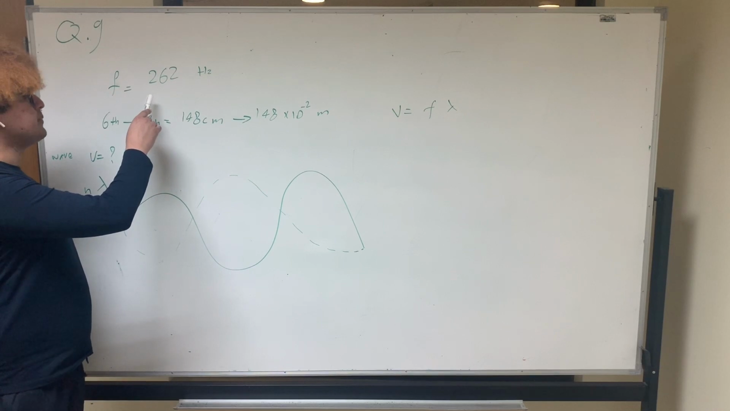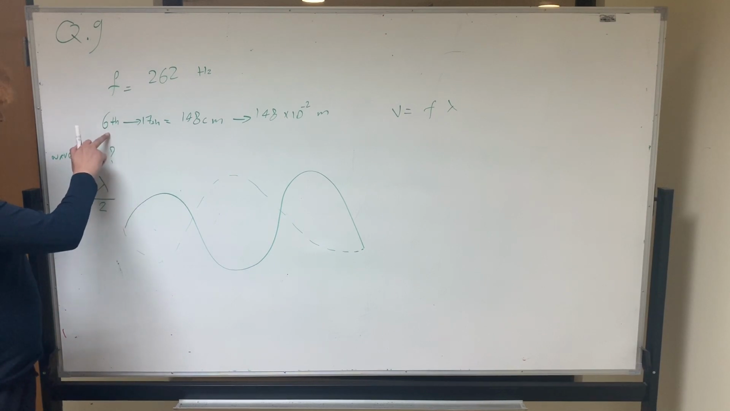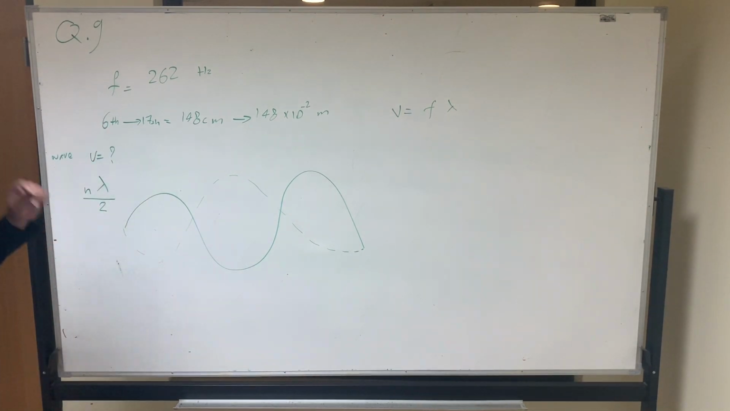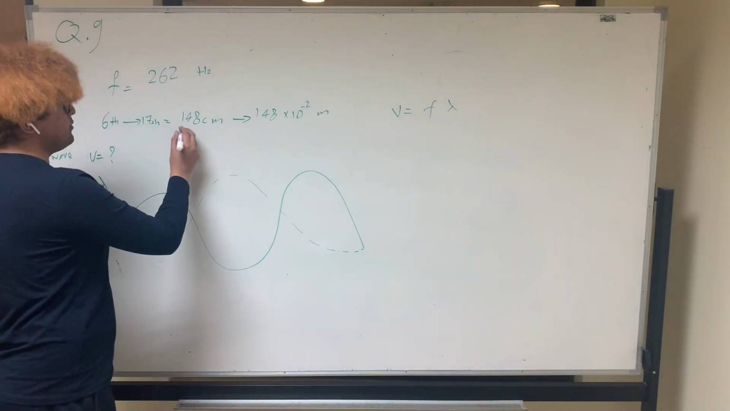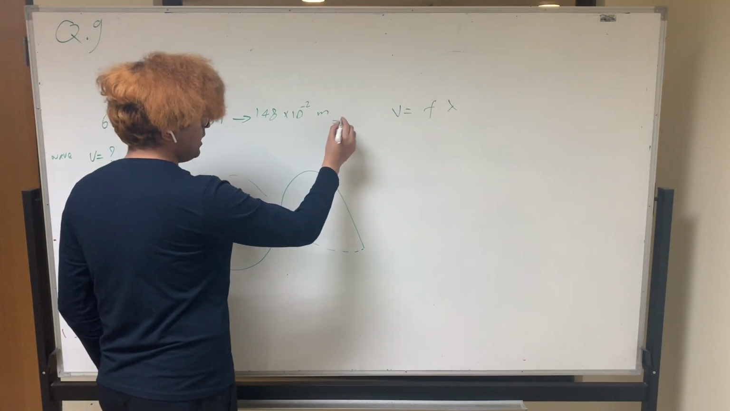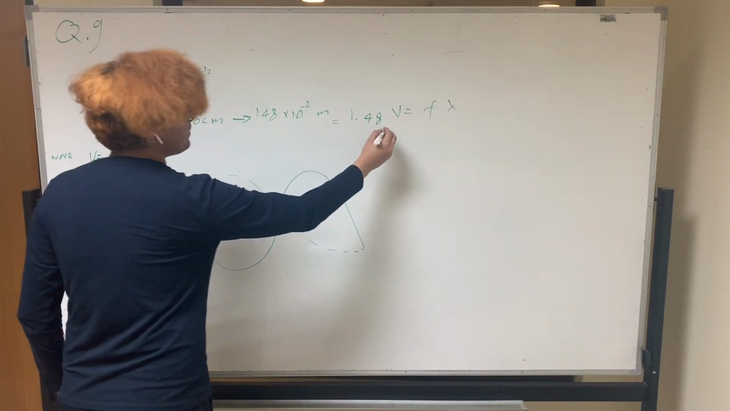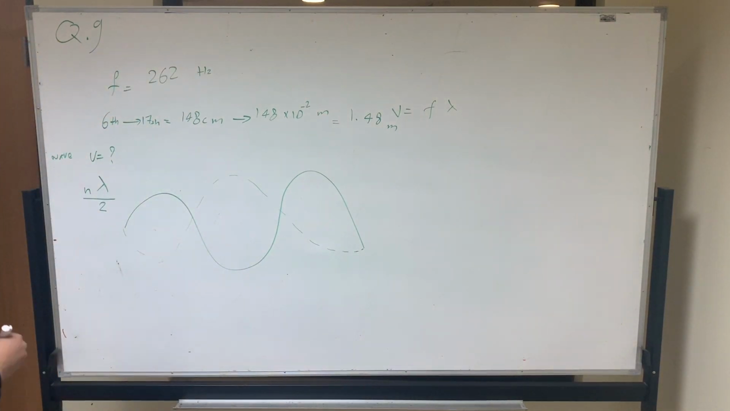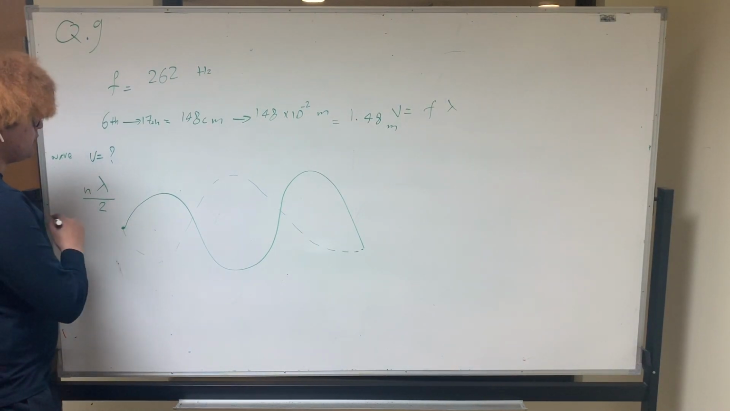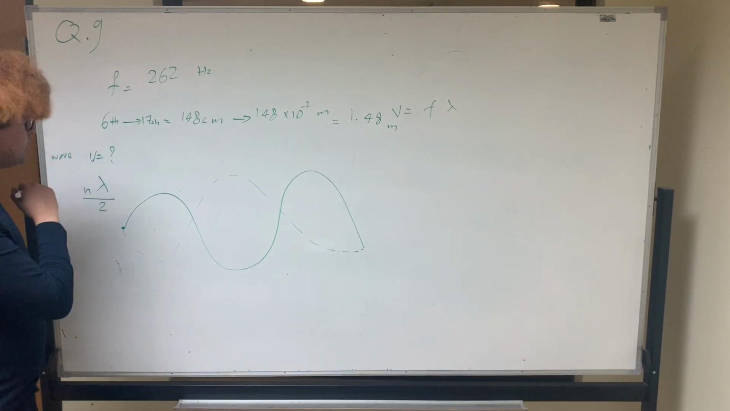Okay, so we're given the frequency of a standing wave, and we're given the distance between the 6th node and the 17th node, which is equal to 148 centimeters. You have to multiply that by 10 to the power -2 to get into meters, which is equal to 148 meters. So what does it mean to have a distance between the 6th and the 17th node?